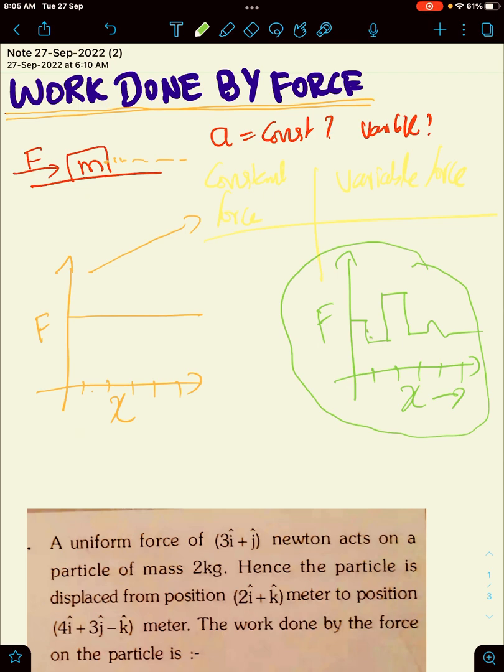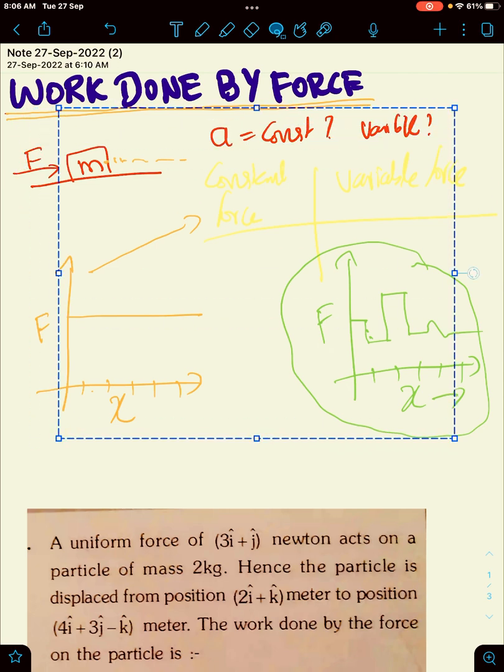In such a case, what is the work done? Now comes the confusion. Which formula do I have to use? What is the formula to find out work done? I'm going to give you clarity here. Just don't worry. We have a couple of problems. Let's find out how to find work done in case of a constant force and a variable force. That's what we are going to do today.